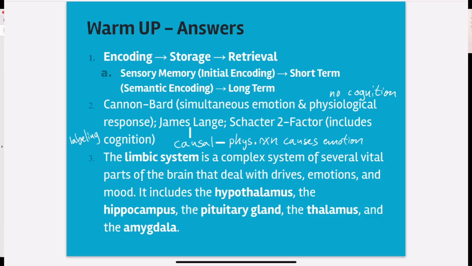What particular emotions are triggered in the amygdala? Fear and aggression. Good. Anger. Okay, so think fight or flight. That's your amygdala. Fight or flight.